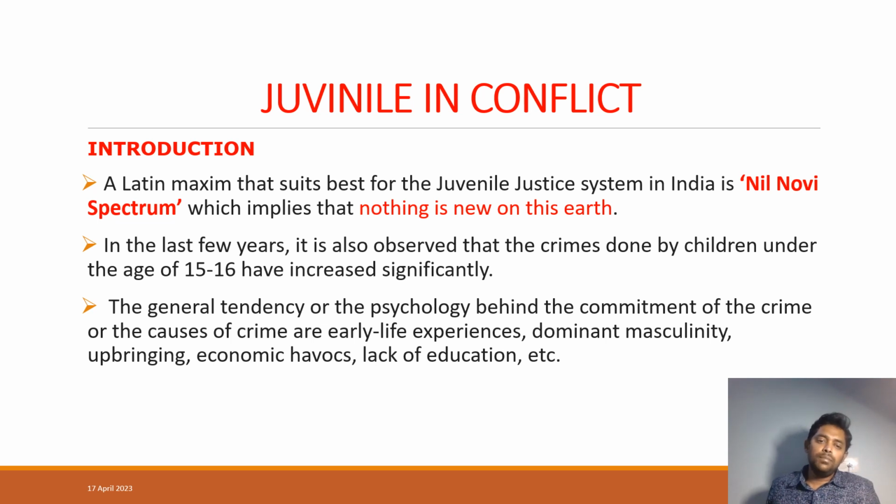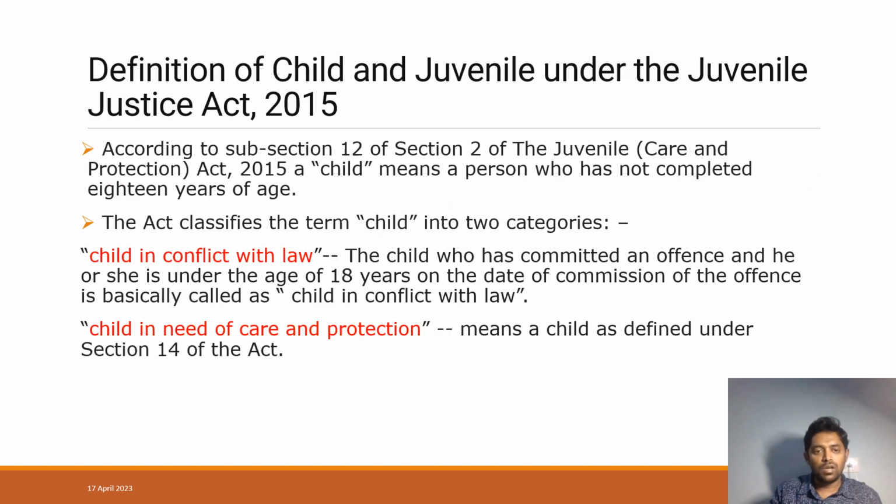Introduction. A Latin maxim that suits best for the juvenile justice system in India is nil novi spectrum, which implies nothing is new on this earth. In the last few years, it is also observed that crimes done by children under the age of 15 to 16 have increased significantly. The general tendency or the psychology behind the commitment of crime or the causes of the crime are early life experiences, dominant masculinity, upbringing, economic havocs, lack of education, etc.